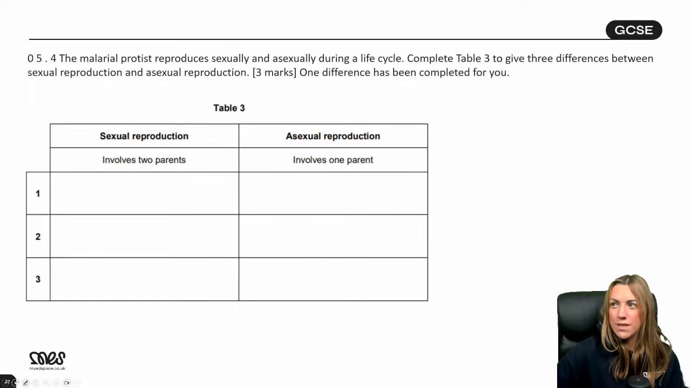5.4, the malarial protist reproduces sexually and asexually during its life cycle. Complete table 3 to give 3 differences between sexual and asexual. One difference has been done for us, so we can't use that one. Sexual involves 2 parents, asexual involves 1 parent. We can't use that one.